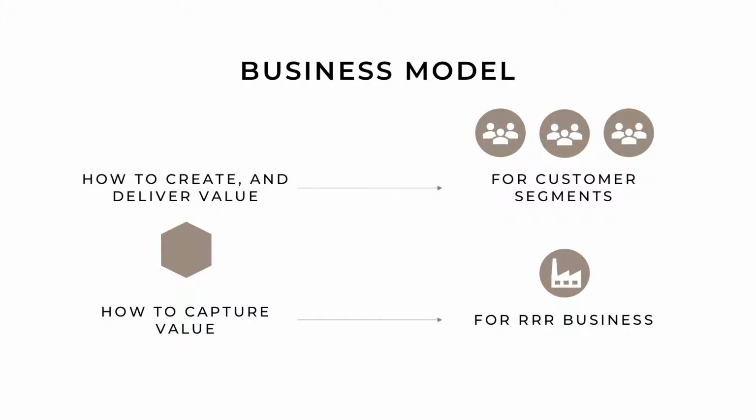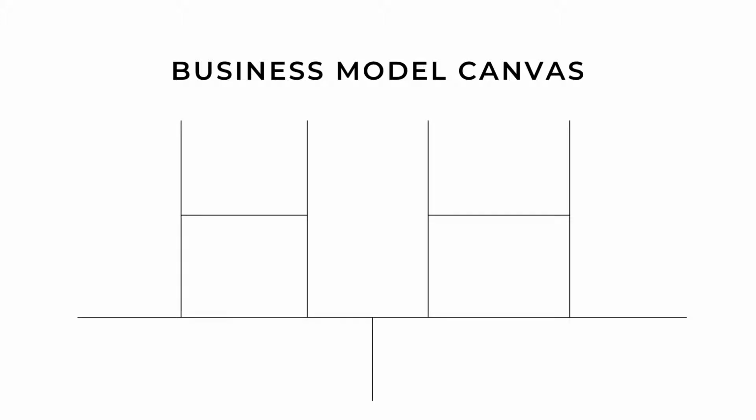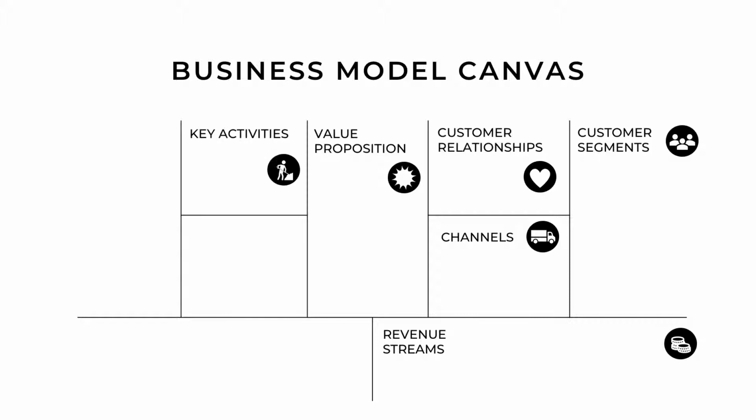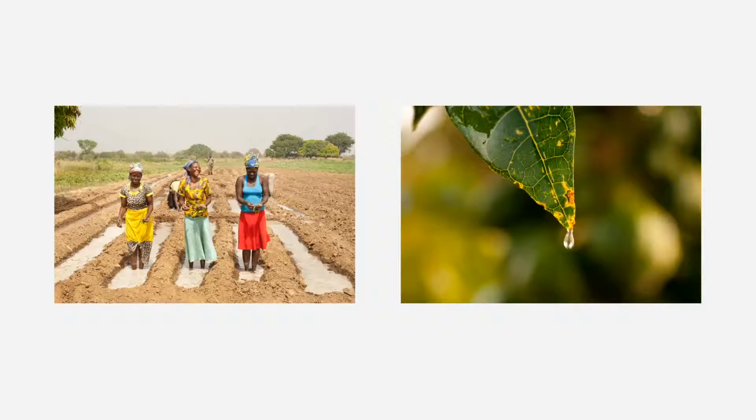There are many ways to blueprint a business model. We use the business model canvas, which is a handy and dynamic tool that allows you to blueprint your business model on a one-page overview by describing these 11 building blocks. On the right-hand side: customer segments, value propositions, customer relationships, channels, and revenue streams. On the left-hand side: key activities, key resources, key partners, and cost structure.